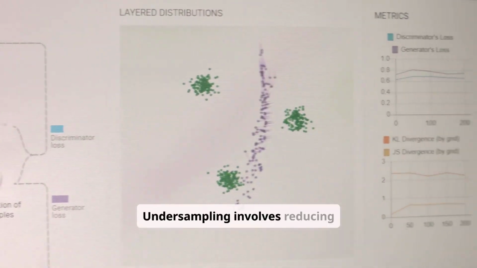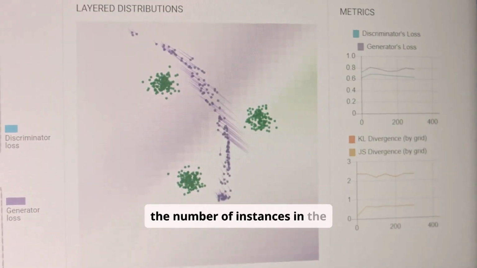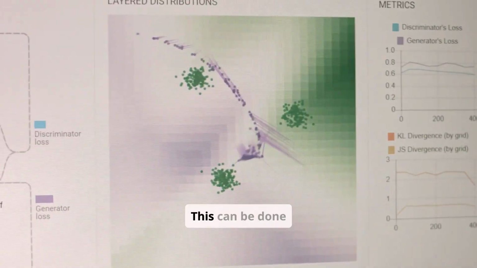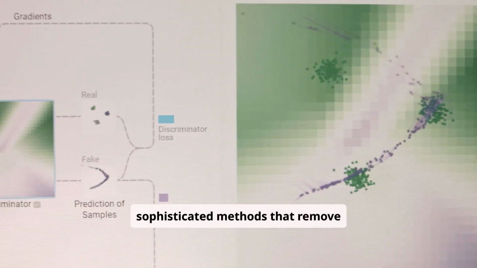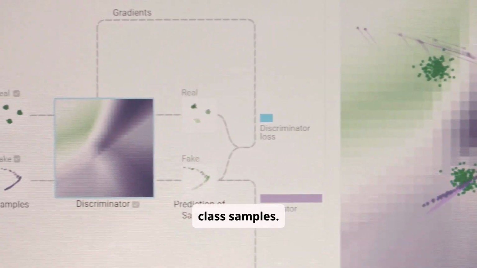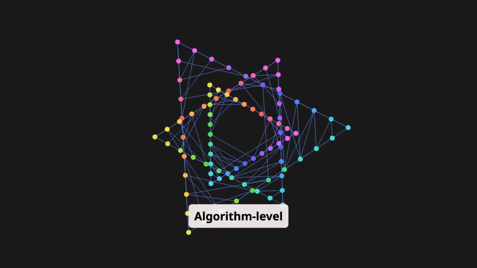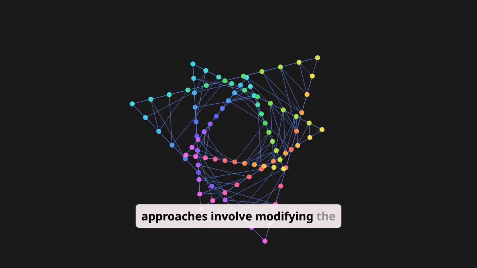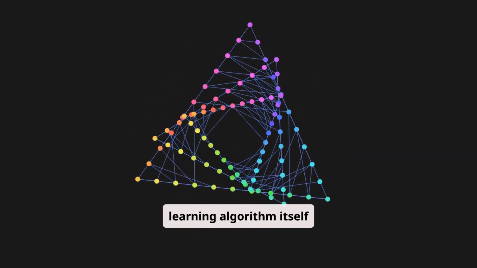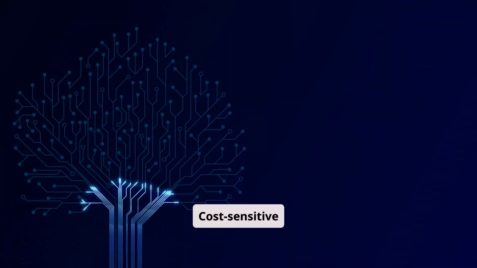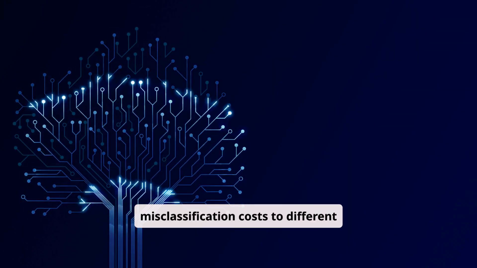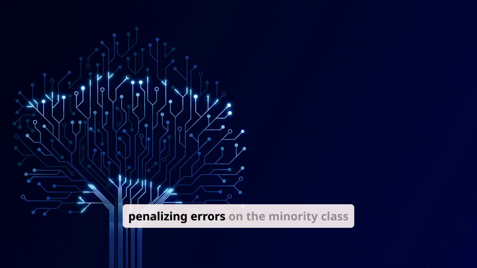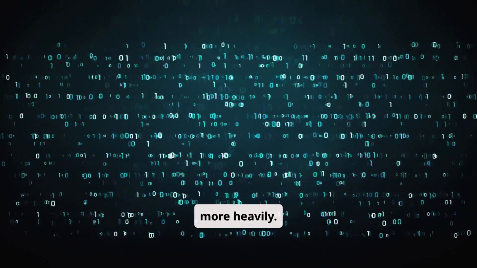Undersampling involves reducing the number of instances in the majority class. This can be done randomly or by more sophisticated methods that remove redundant or noisy majority class samples. Algorithm-level approaches involve modifying the learning algorithm itself or its parameters. Cost-sensitive learning assigns different misclassification costs to different classes, penalizing errors on the minority class more heavily.